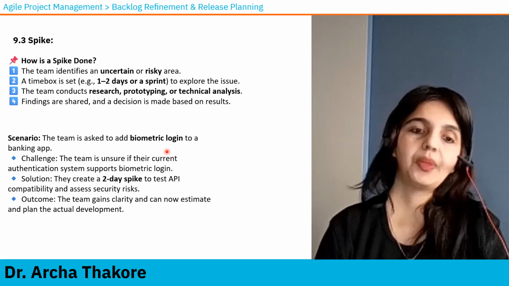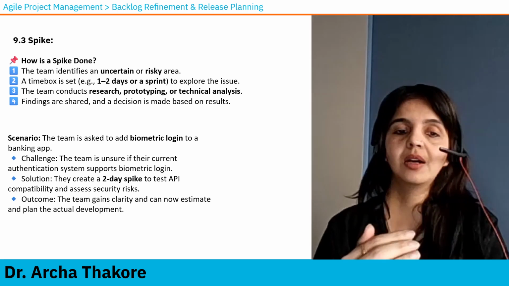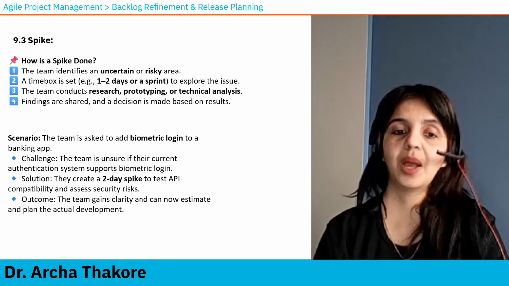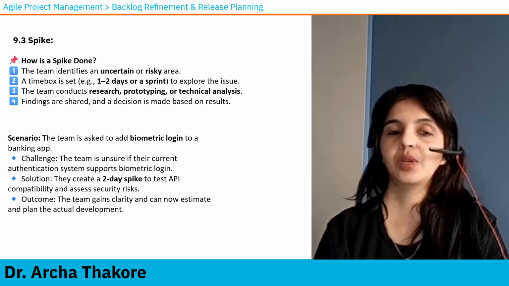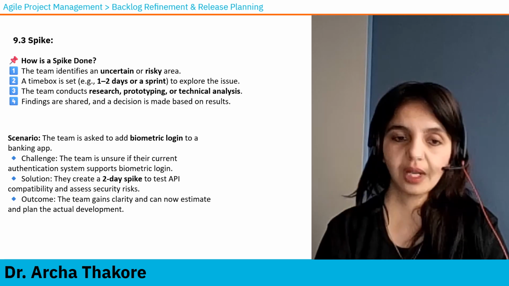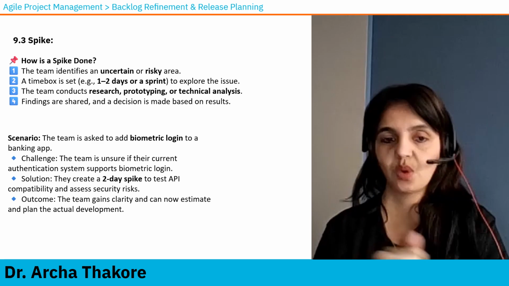Now, I put an example here. You can pause and read the example. It is an example of a case where the team is asked to add biometric login and they don't understand how the backend system is going to support that, what are the security risks, and so they do a spike and they assess all the aspects of that feature.